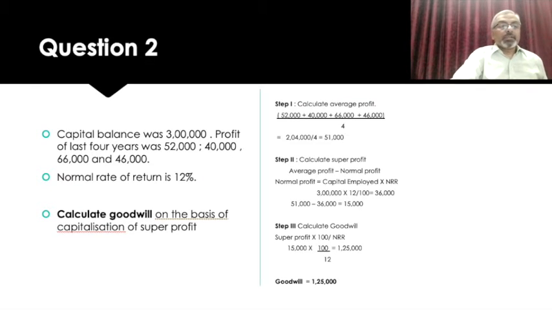Now let us take another example to understand the concept of capitalization of super profit. See, we have taken the capital balance 3 lakh, profit of the last 4 years 52,000, 40,000, 66,000 and 46,000. Normal rate of return is taken as 12% and we are asked to calculate goodwill on the basis of capitalization of super profit. Now see very carefully the steps.